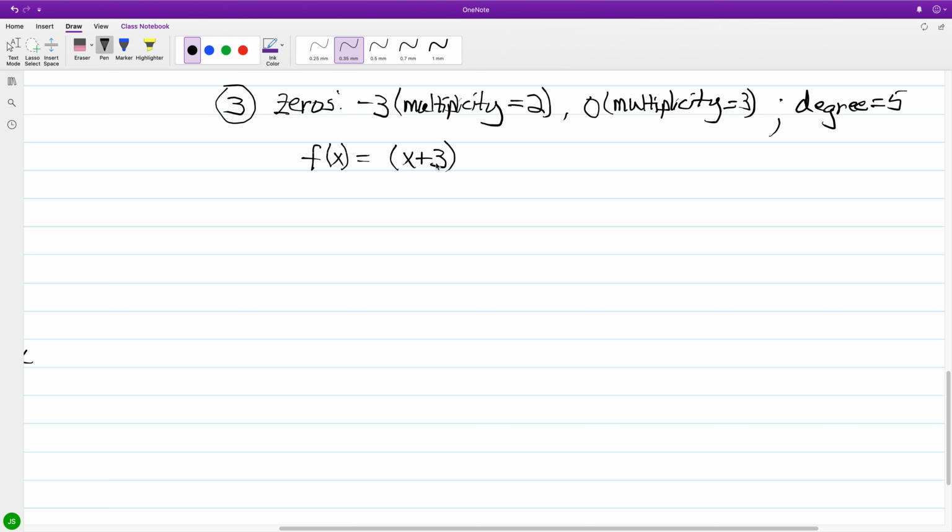And in terms of multiplicity, since -3 has a multiplicity of 2, its corresponding factor is going to be raised to the 2nd power. And with 0, we see the factor is x, and with the multiplicity of 3, we have not just x, but x to the 3rd.